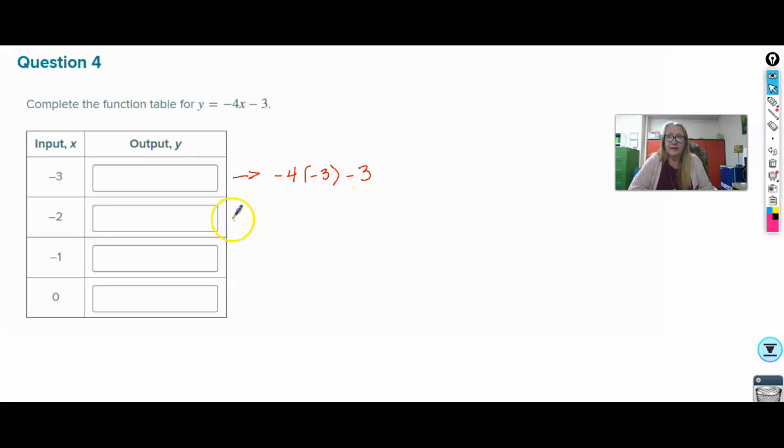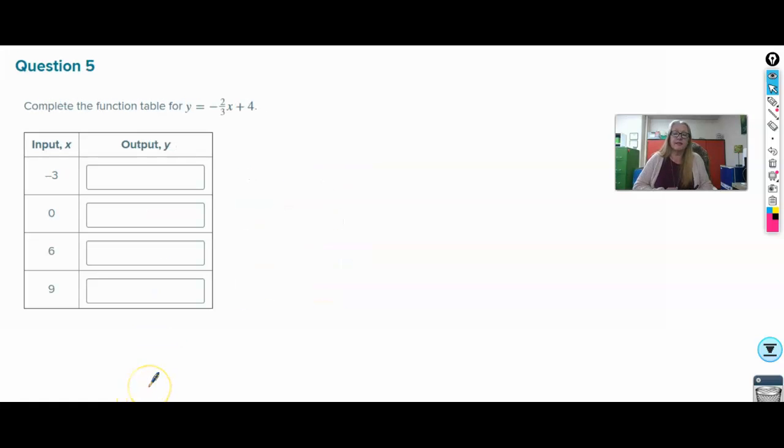Now, this is a lot of negativity here. If you're not great with negatives, you might want to whip out your calculator at this point to make sure that you end up with the correct answer here. Each time, I'm going negative 4 times the number they gave me for x, and then minus 3. You'll want to do the multiplication first because, of course, PEMDAS, multiplication comes before subtraction. Writing each of the answers in these boxes.